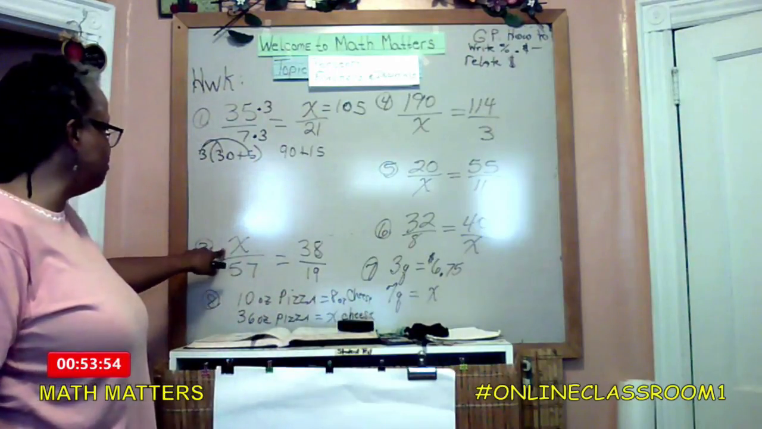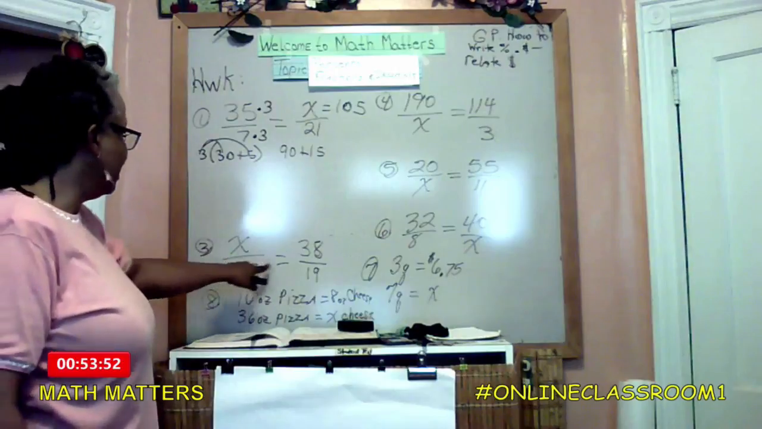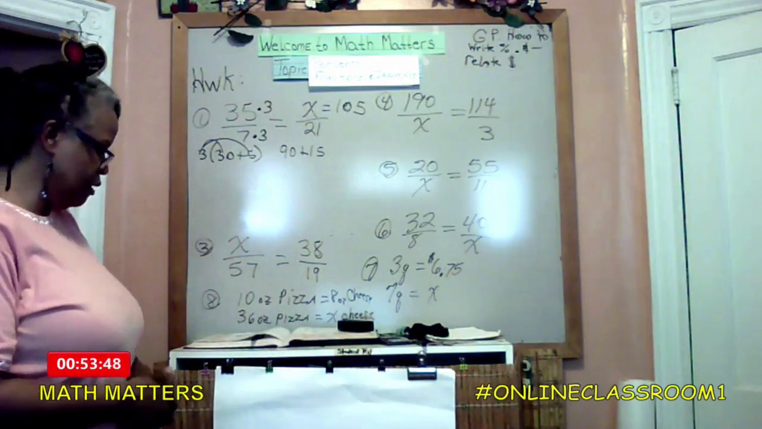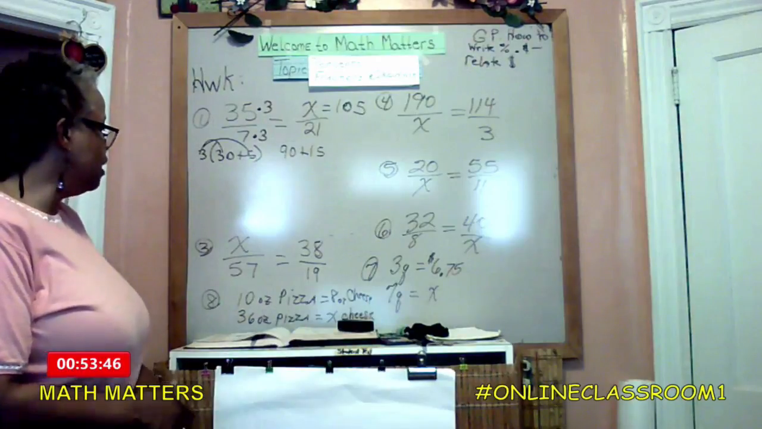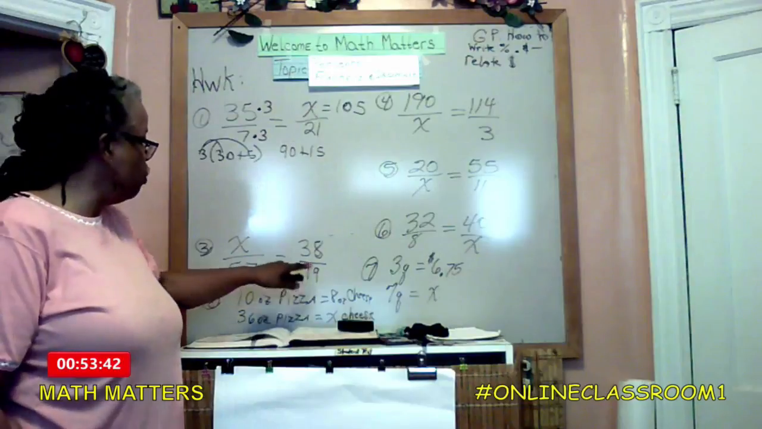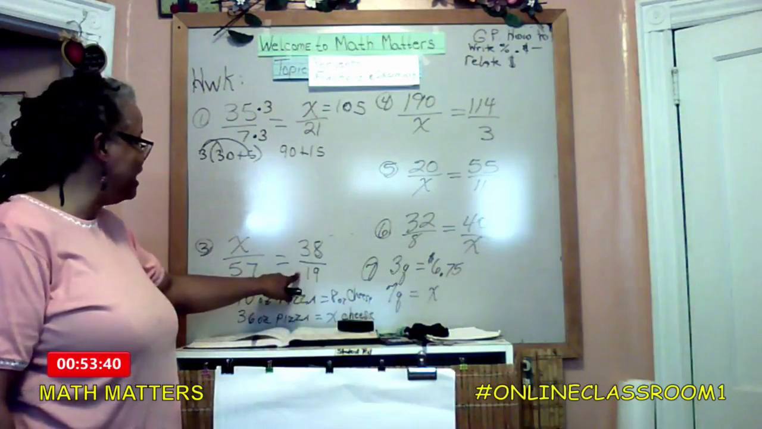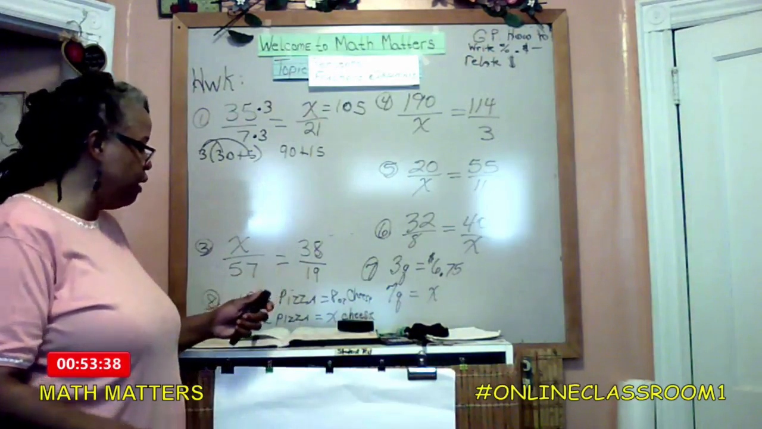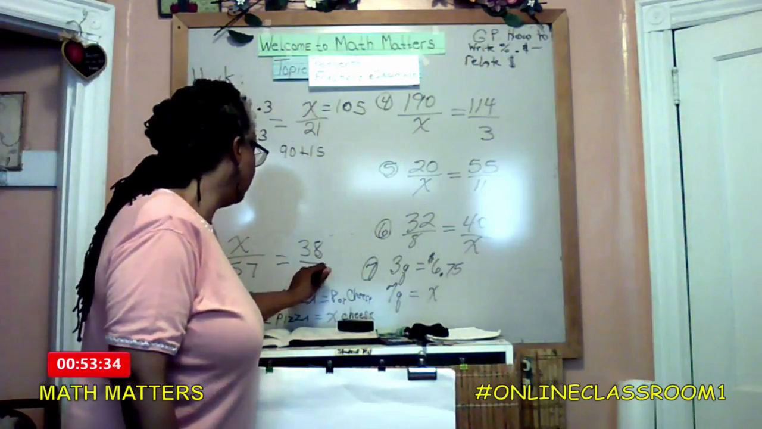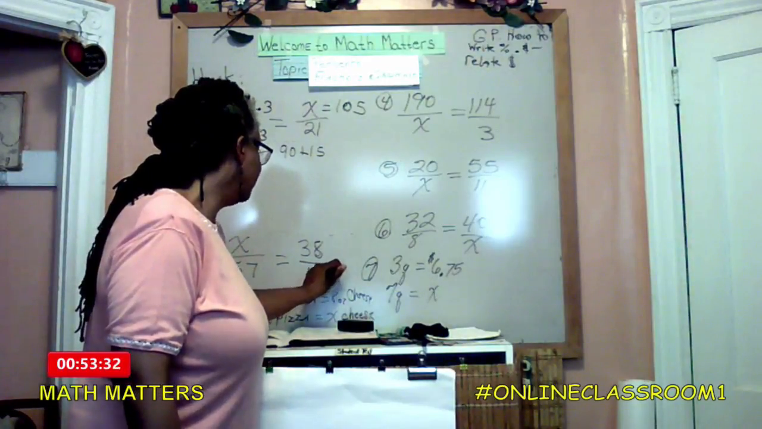Okay, so now we have some number is to 57 as 38 is to 19. I like this because I know that 19 times 2 is 38. So what I can do is divide 19 in my numerator and my denominator in this fraction, in this ratio. Divide out 19.